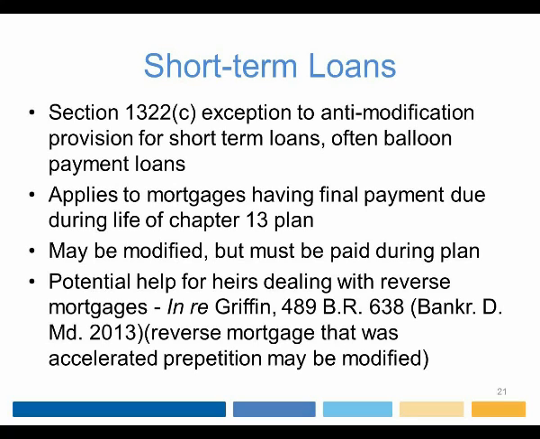And there's a very recent case that talked about it in terms of a reverse mortgage. It was a family member, an heir, who was trying to deal with the mortgage, and the lender was calling the whole note due, and the court said that this provision applied, and the consumer, who is the heir, could modify the mortgage, the reverse mortgage, by making payments into Chapter 13.